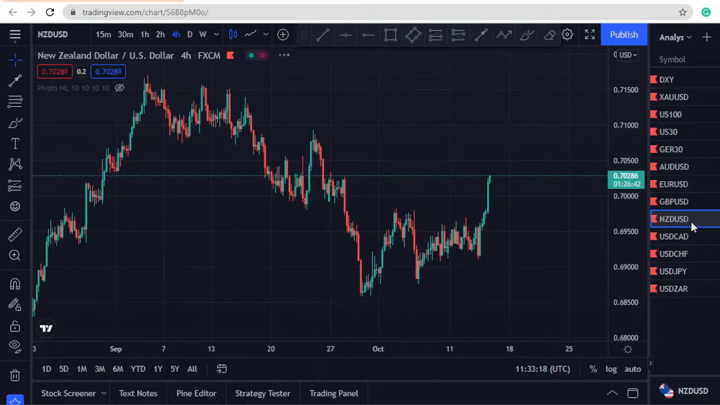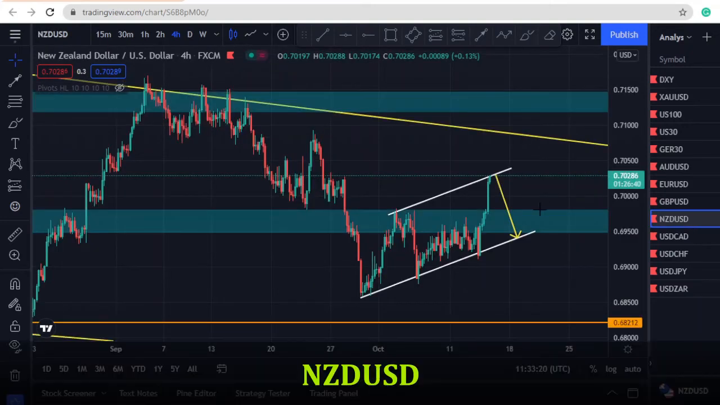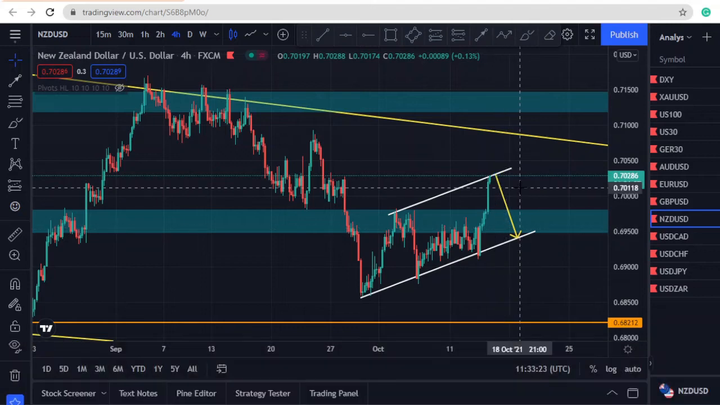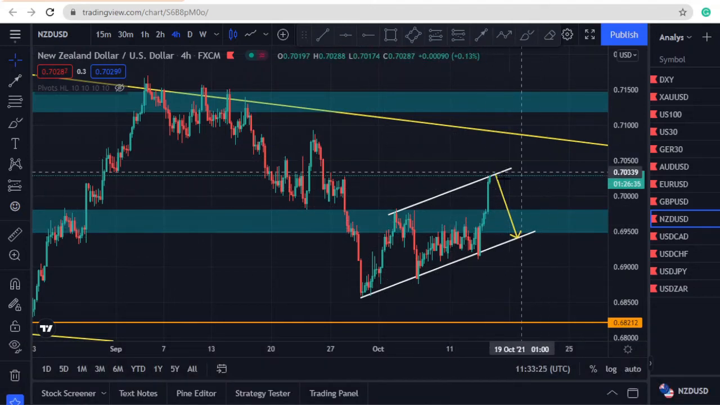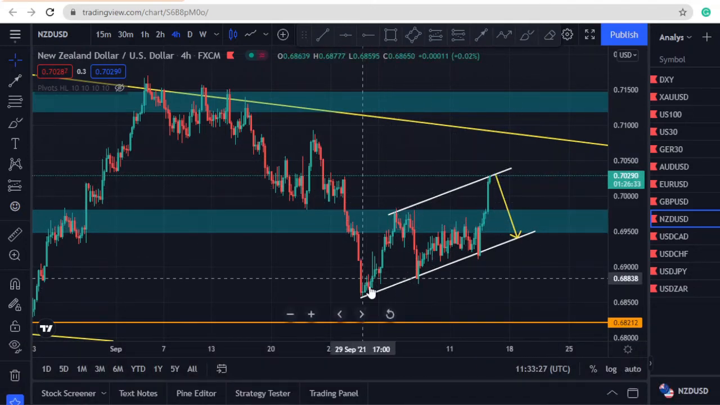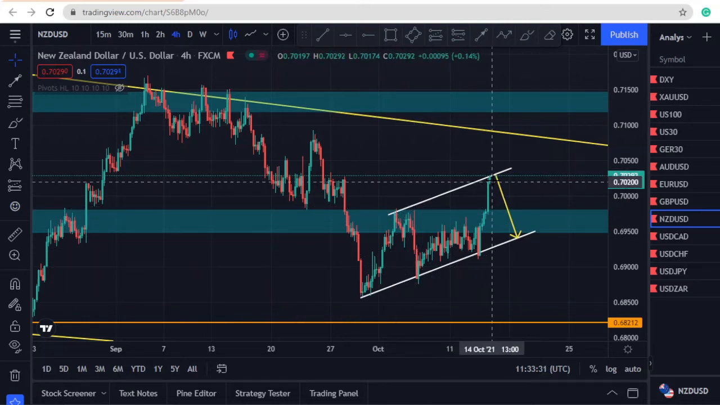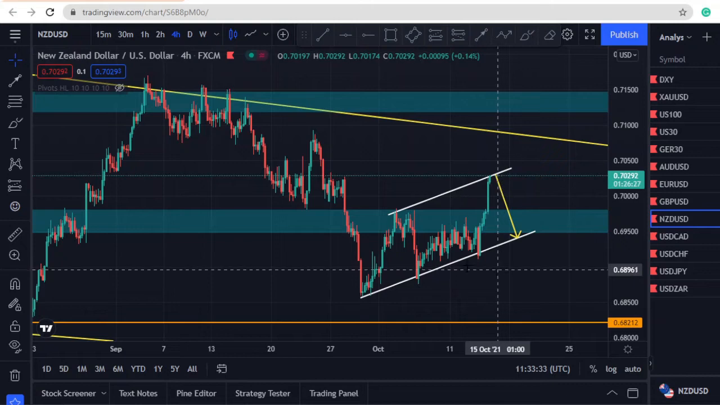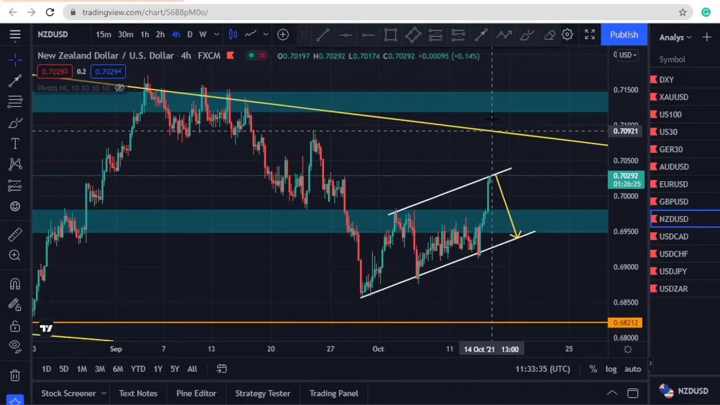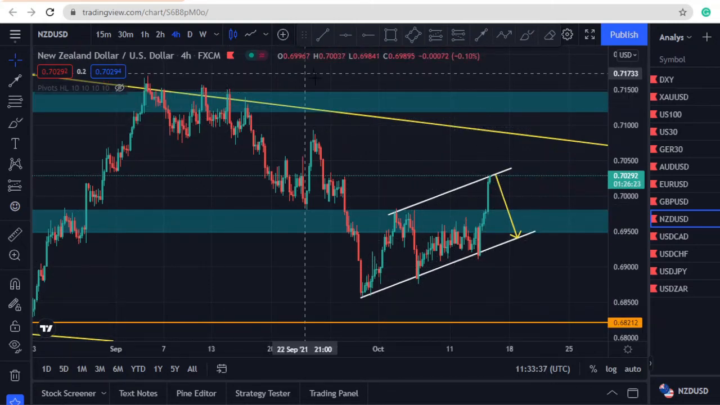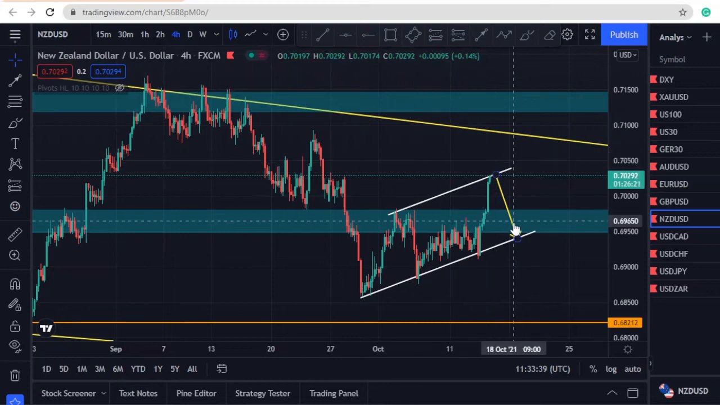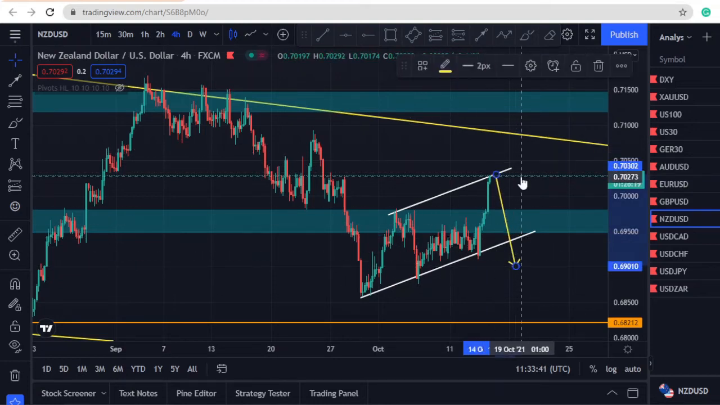Then last but not least, look at NZDUSD also. We have also seen a bullish movement. So there's a touch here, touch here, touch here, touch here, touch here. So every time it touches here, it is pushed down. So as the dollar index becomes stronger, and the dollar becomes stronger, it means that the New Zealand dollar becomes weak, and therefore we'll be anticipating sells.